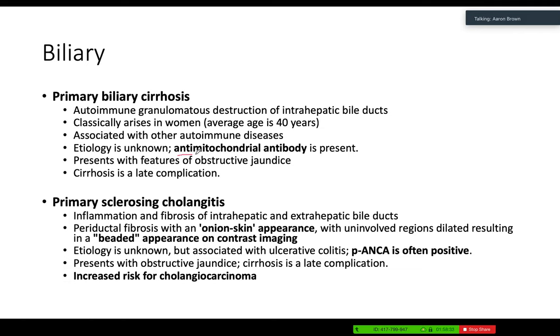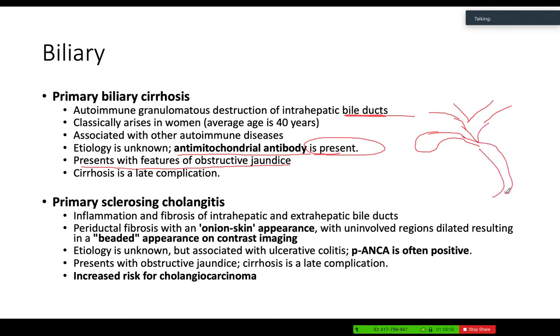And anti-mitochondrial antibody will be present in this disease, okay? Anti-mitochondrial antibody. This is going to present with features of obstructive jaundice. Why? Because we're destroying the bile ducts. It's the same thing as when we saw the obstructive jaundice, just drawing out our tree here, going to our common hepatic duct. We talked about how you can have an obstruction down here, which is going to cause accumulation of pressure and all of our bilirubin upstream.